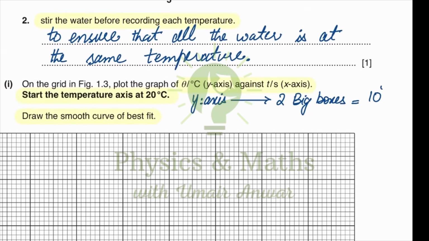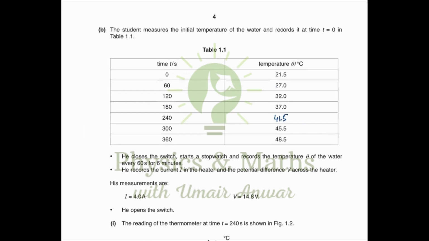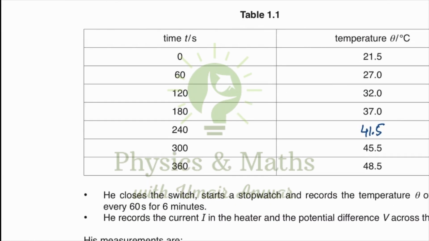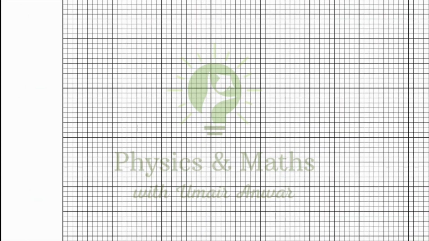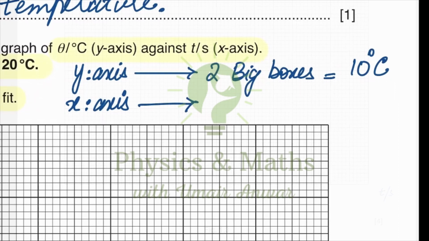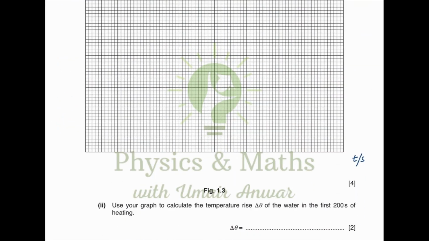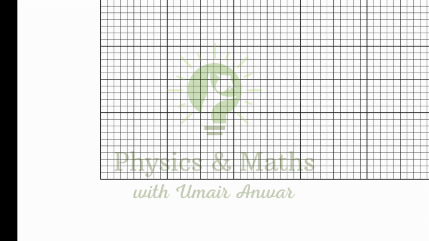So we could use a scale of, on the y-axis, two big boxes or the square represent 10 degree centigrade, and similarly on the x-axis the value of time is starting from 0 and going all the way to 360, and on the x-axis we have 1 2 3 4 5 6 7 and 8 boxes. So we could use the scale as one big box. It represents 60 seconds on the x-axis.